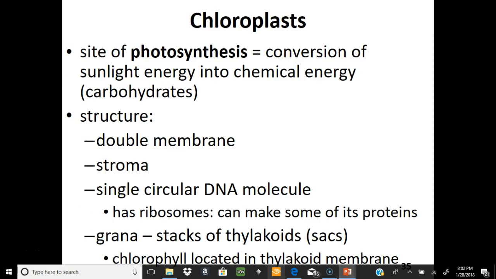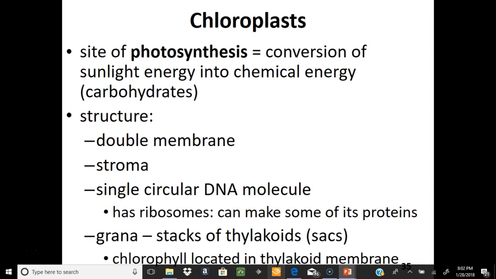So talking about plants, plants have chloroplasts. Chloroplasts are the site of photosynthesis. Photosynthesis is the production of carbohydrates from sunlight energy. So we take in sunlight energy and we convert it to the energy of a carbohydrate. Chloroplasts contain a double membrane. They have their own circular DNA, very similar to bacterial DNA. They have ribosomes that are similar to bacterial ribosomes, so they're 70S ribosomes.